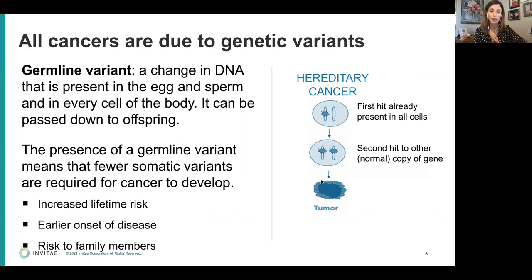So because of these principles, that there's already one variant present and it's present throughout the body, we can see these individuals have an increased lifetime risk of developing multiple malignancies. We can see an earlier age of onset because, again, only one additional variant has to be acquired, rather than in the somatic space, where we need to see two variants acquired. And we can see risk to other individuals.